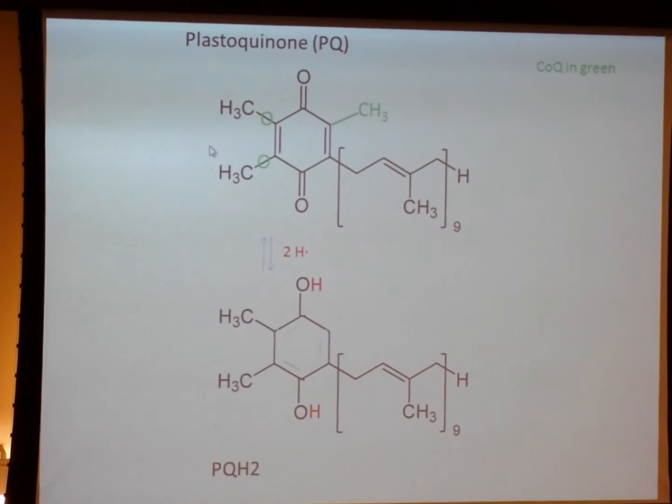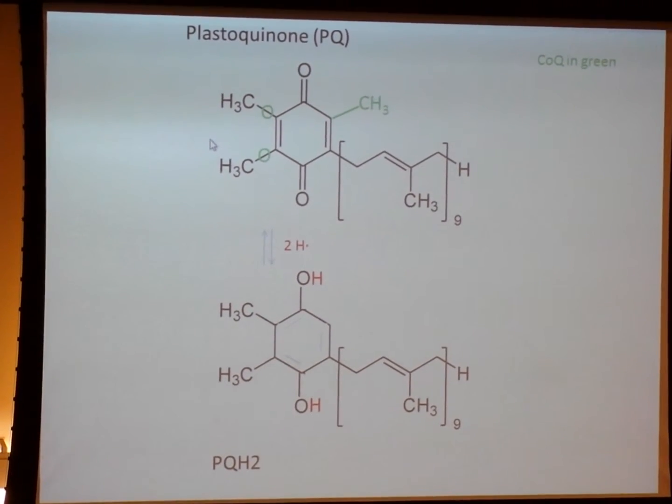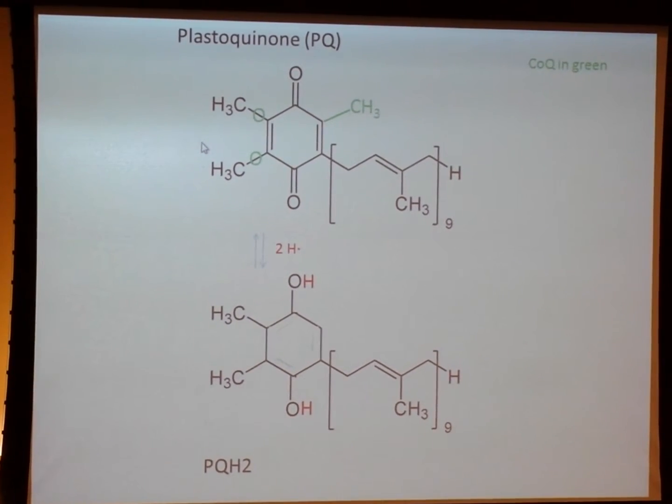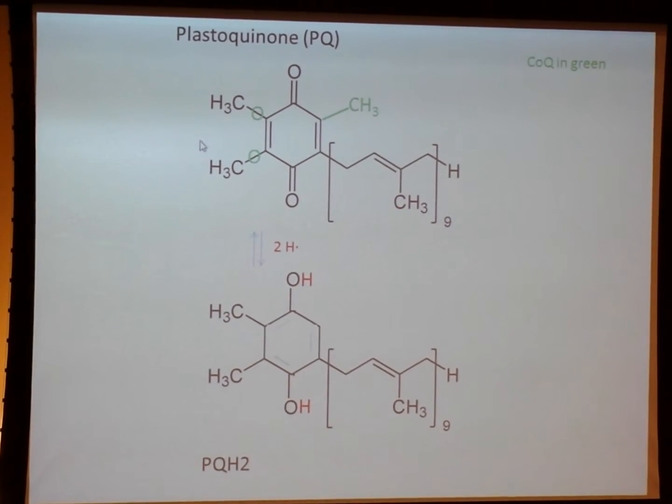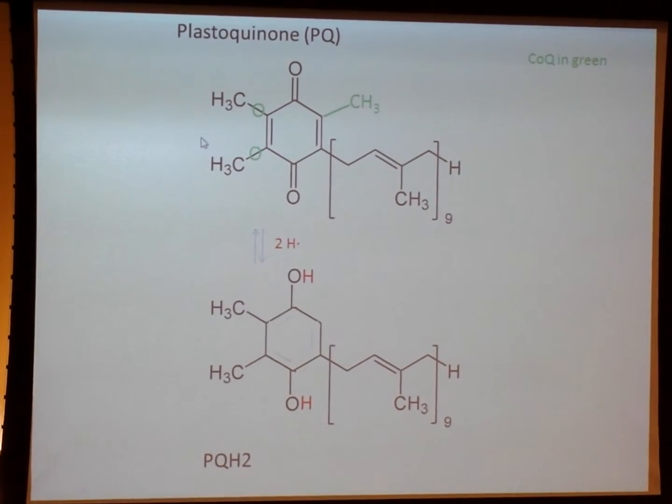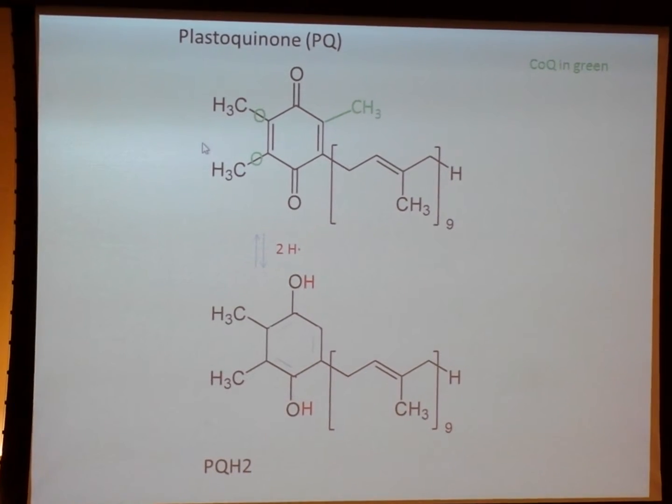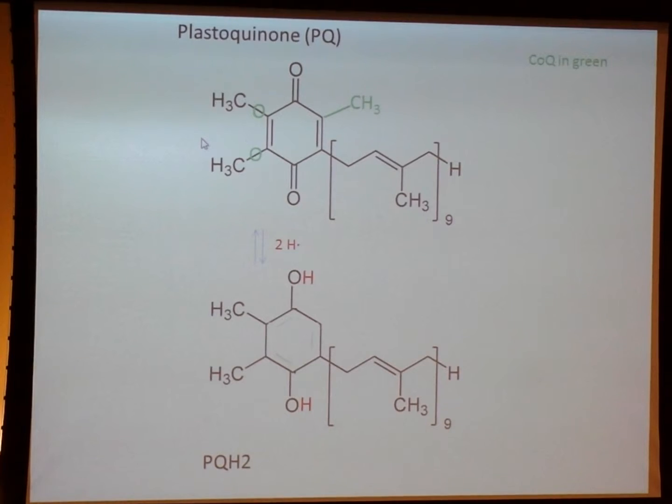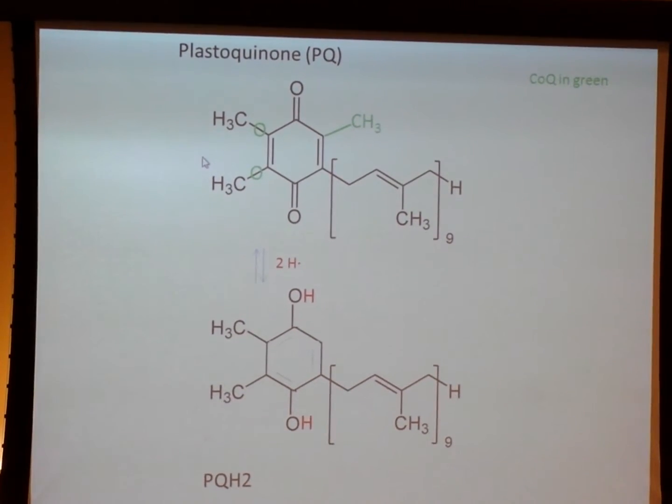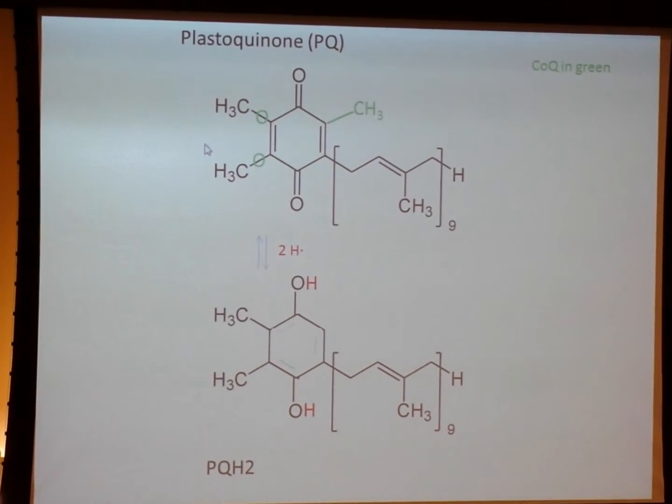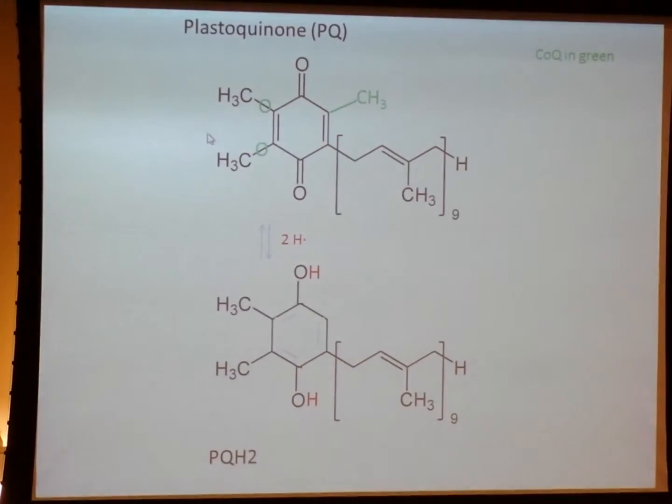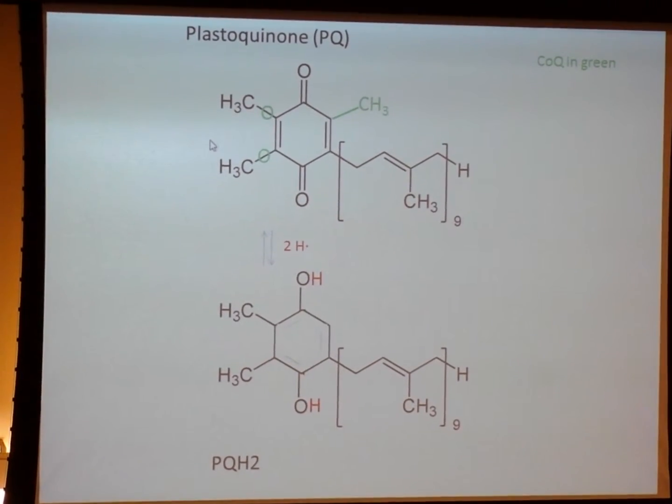So this would be PQA and PQB. They're both the same molecule, just PQA is bound to a protein. And it's passing as part of the circuit the electrons to PQH2. Are we okay with that? Yeah?